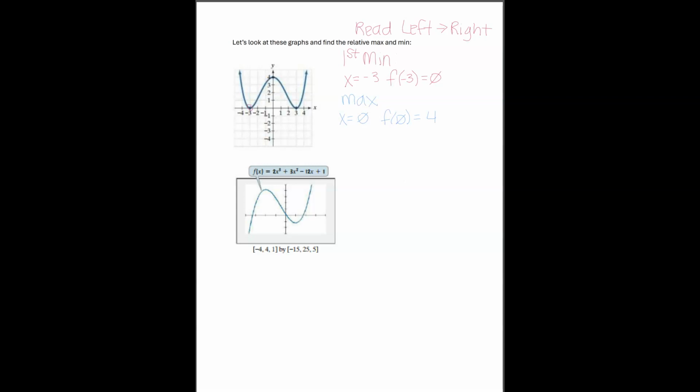Then we have another min value. I'm going to make him a different color. Let's do orange. And then our second min. We go over here. There's our second min. And our x equals 3. Okay. So when our f of 3, our y is 0. Okay. That makes sense to everybody? Hopefully.